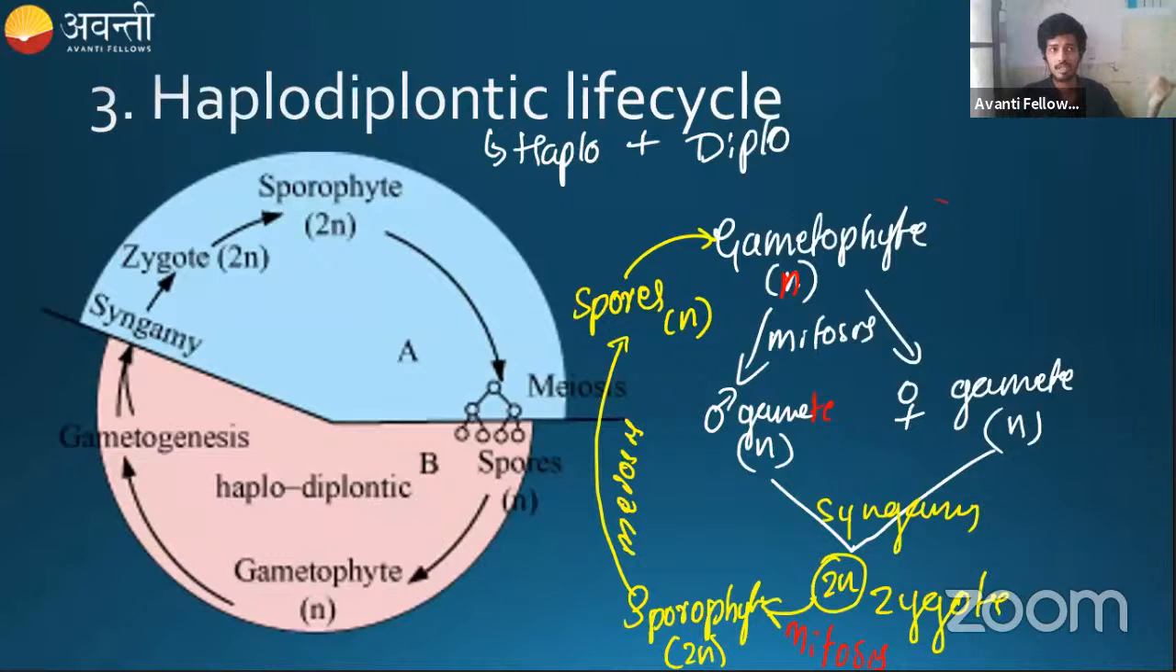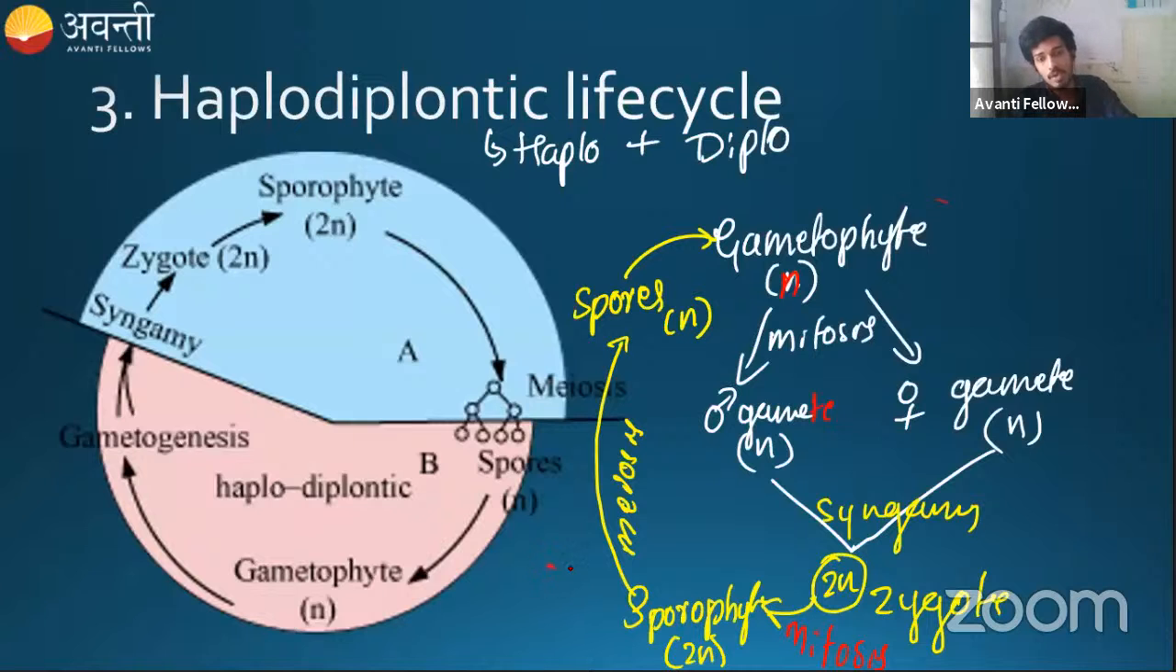Compared to haplont and diplont, in both of them one of the phases will be single celled or few celled, right? But here it's not happening. Both of the phases have multiple cells, so we call it haplodiplontic. Gametogenesis means gamete, genesis means production. Gametogenesis means production of the gametes.